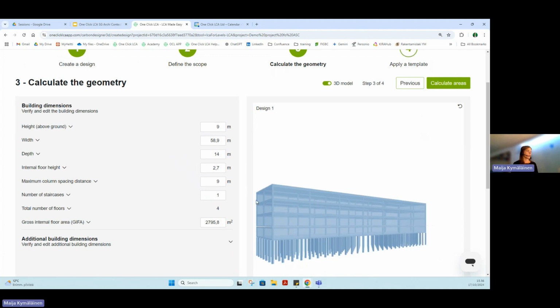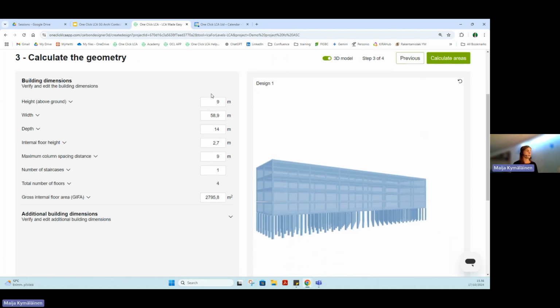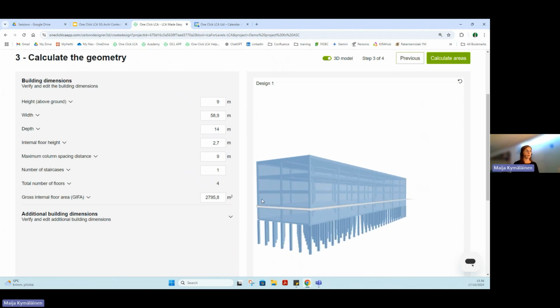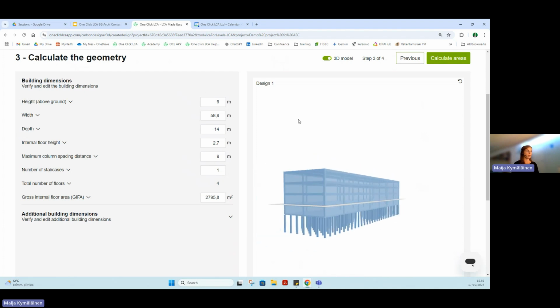And then you calculate the geometry. So this is what the reference building in the background does. So it gives you these kind of typical dimensions for this kind of building. And with Carbon Designer, these are always these kind of shoebox buildings. So no matter what you change here, the picture will always be like this. So this is not an actual modeling tool. It is something that is used as a basis for calculating these kind of life cycle impacts.